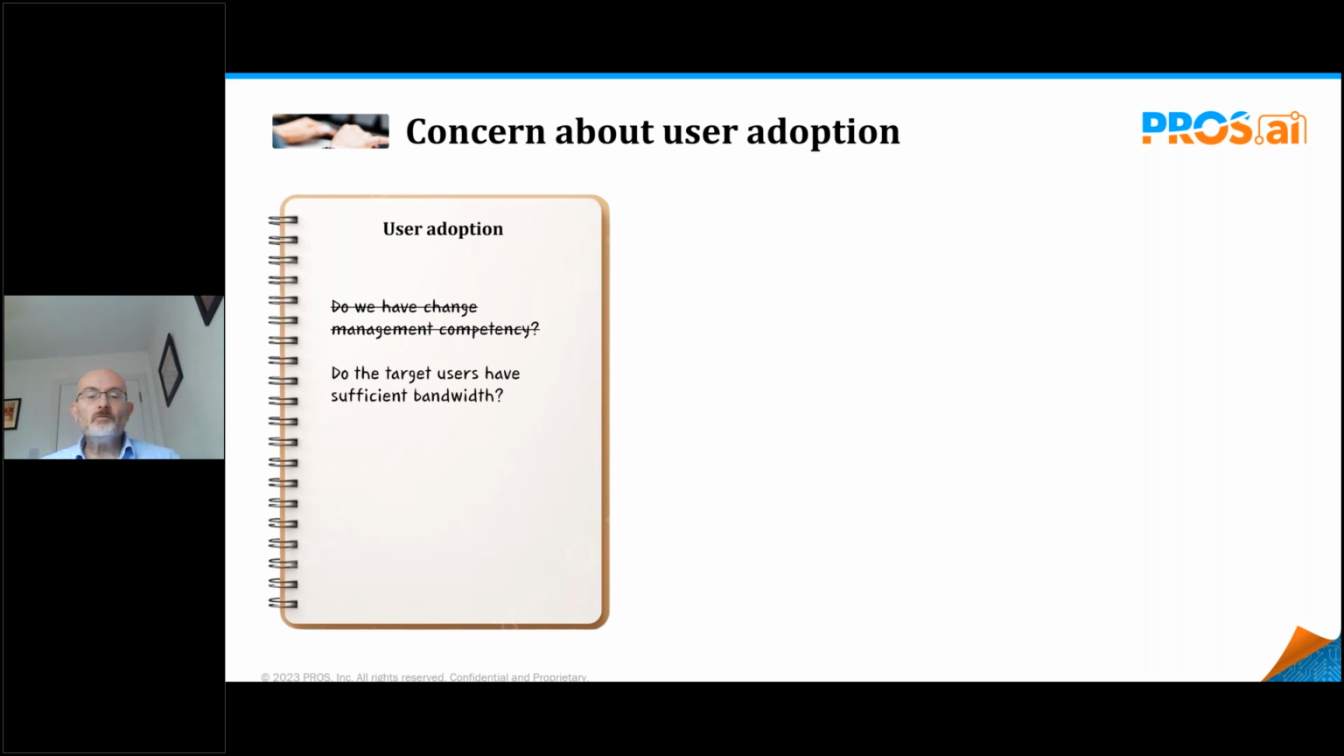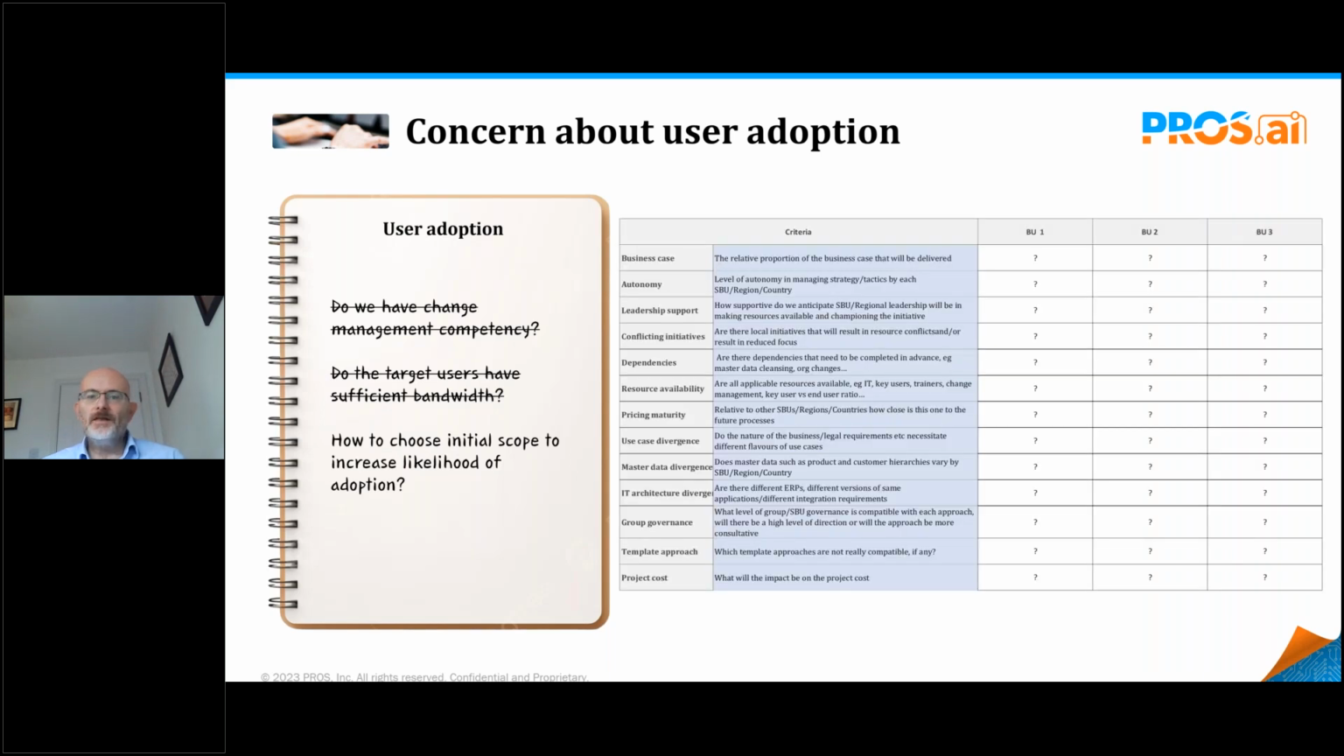So then the next question is, do the target users have sufficient bandwidth? We talked a little bit about whether there's anything else going on at the same time that will impact their focus on our pricing initiative. But it's very closely linked with how to choose the initial scope to increase the likelihood of adoption. And this is an example of a set of criteria that we've used with a number of customers to help decide on what's the first pilot of a new pricing initiative.